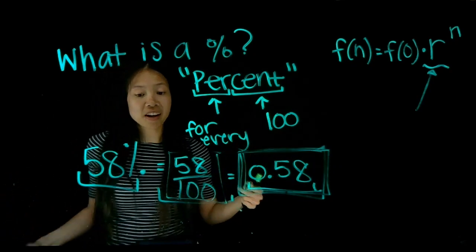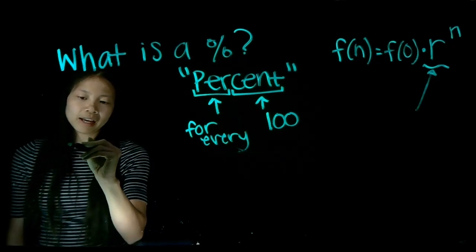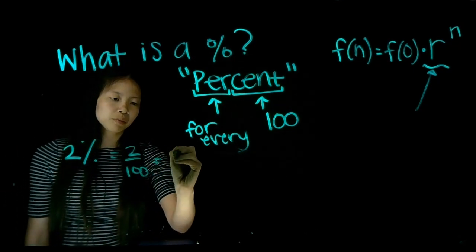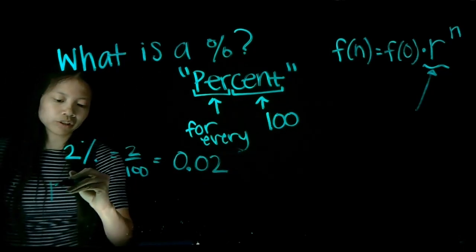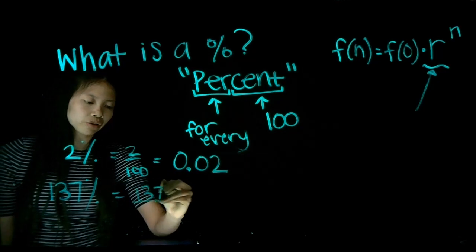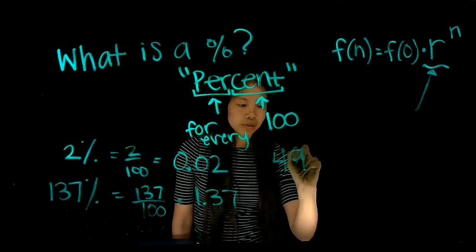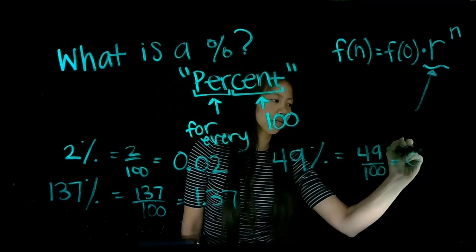Let's practice finding some decimal versions of other percentages. What if I have 2%? 2% is the same as 2 out of 100. I turn that into a decimal, that is the same as 0.02. What if I have 137%? That is the same as 137 out of 100, which is the same as 1.37. What if I have 49%? That is the same as 49 out of 100, which is the same as 0.49.